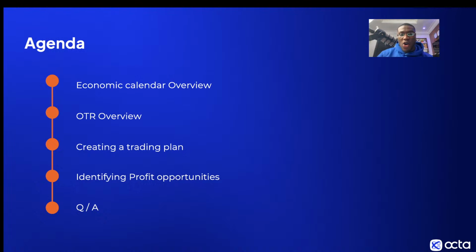And we'll look at the Octa Trader. We're going to do an overview. I'll show you all around the Octa Trader software and the platform on the web, so you can get familiar with the tools and some of the new, amazing features that we have on there. And we'll talk about creating a trading plan.